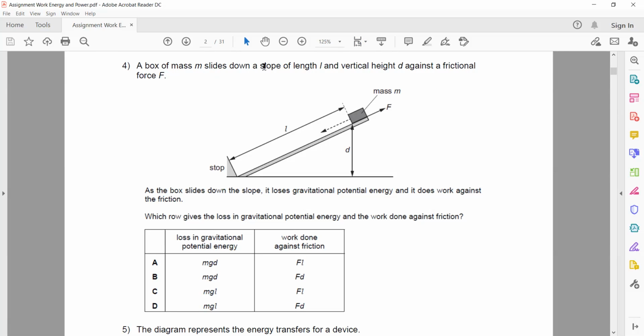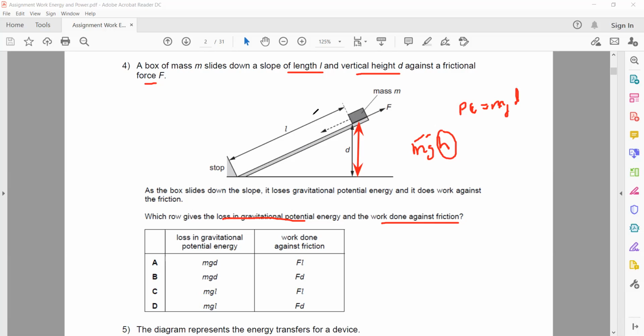A box of mass M slides down a slope of length L. The vertical height is D, against the frictional force F. Which row gives the loss in potential energy and the work done against the friction? For potential energy, you need height. Potential energy is mgh. M is the mass, g is gravity, h is the height. In the question, the height is given as D. So the potential energy will be mgD. But what about work done?